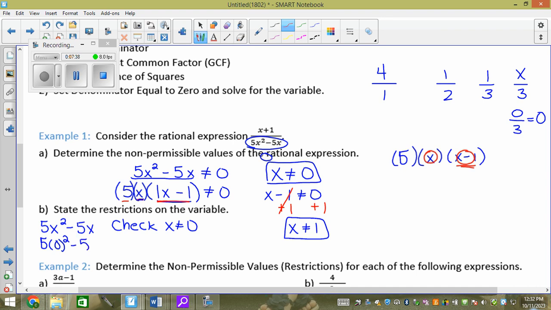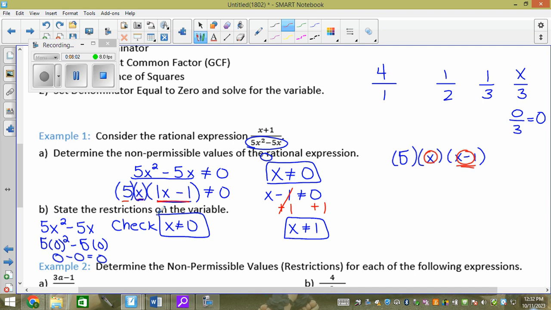And then 5 times 0. What's 0 squared? 0. 0 times 5 is? 0. Minus, what's 5 times 0? 0. So what does it equal? 0. So if I plugged in a 0 for my x's, I would get 0. So that truly is an NPV. It can't equal 0, or my denominator would be 0. We agree? Now I have to check the other one.